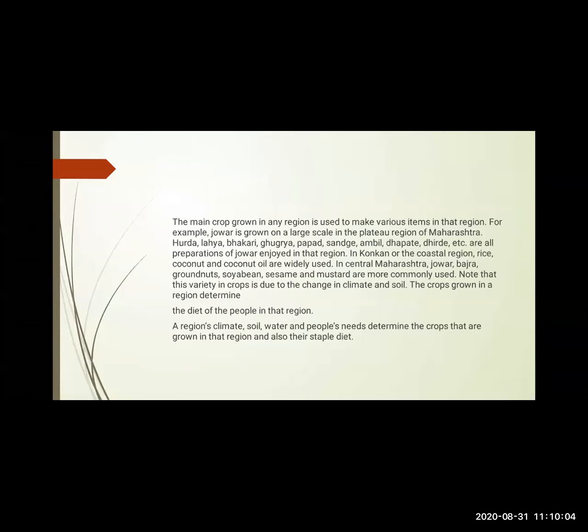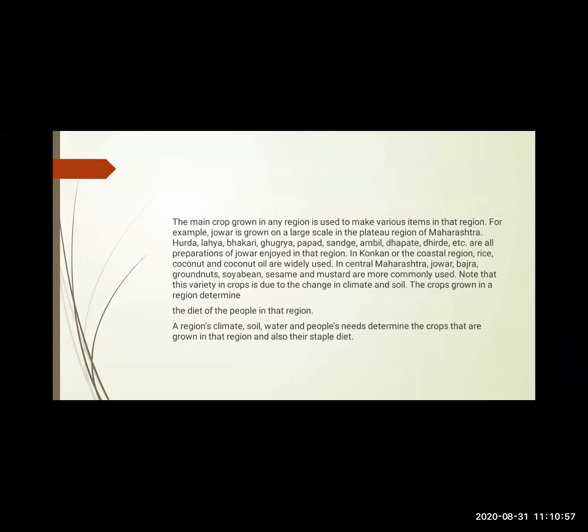In the Konkan, or the coastal region, rice, coconut and coconut oil are widely used. Both are used a lot in the Konkan region. In central Maharashtra, jowar, bajra, groundnut, soybean, sesame, which means til, and mustard, which means rye, are more commonly used. I am repeating again, children, listen up. In Konkan or the coastal region, rice, coconut and coconut oil are widely used. In central Maharashtra, jowar, bajra, groundnut, soybean, sesame and mustard are commonly used. What did I say? Sesame means til, mustard means rye.